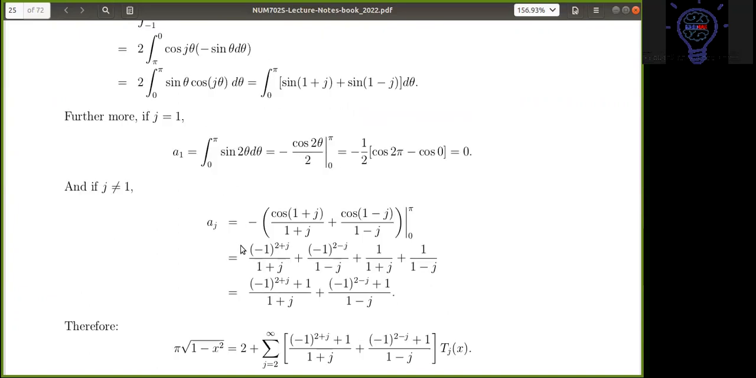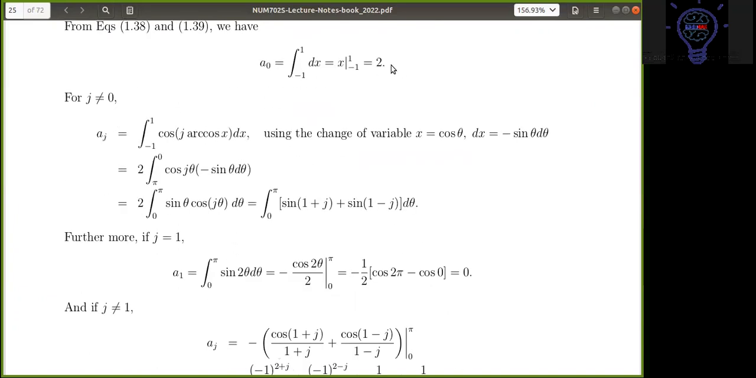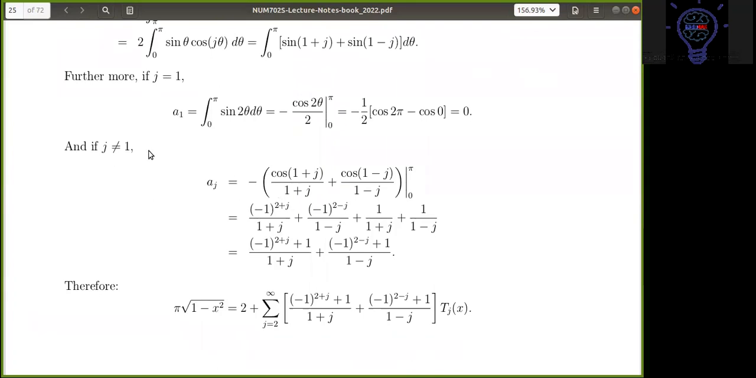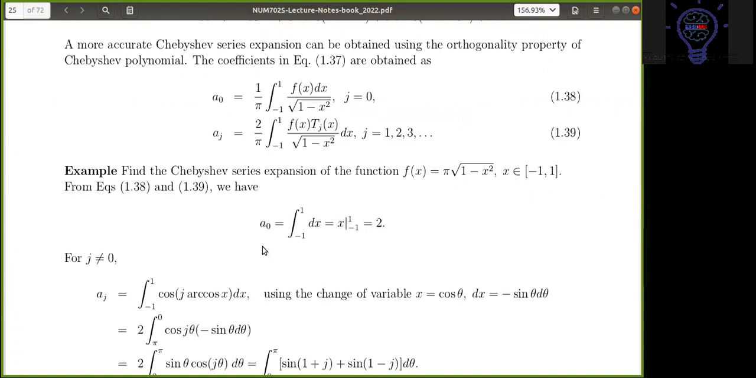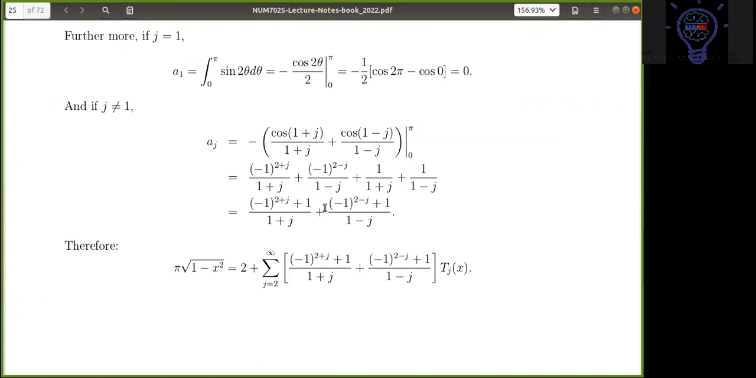Now, if we collect these two values, a sub 0, which is 2, and a sub j for j starting from 2 to infinity, because a sub 1 is 0, and substitute back into the expansion of the function, we will obtain the following. a sub 0 will be multiplied by T_0, and we know that T_0(x) is 1. So we have 2 plus the summation of a_j T_j, where a_j is given by this term and j starts from 2. We insert it here, and that is it. So we obtain our expansion.